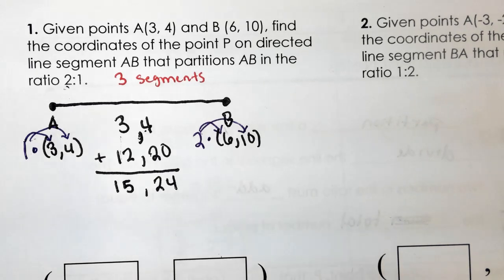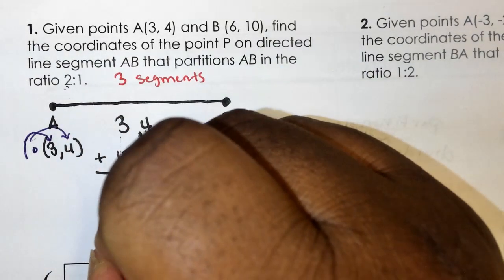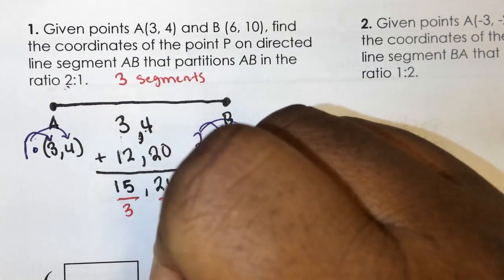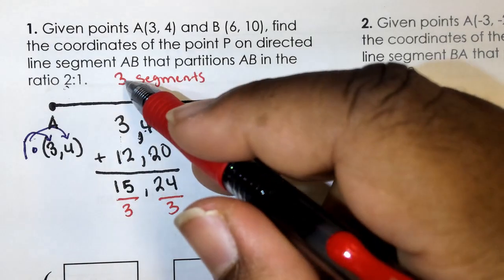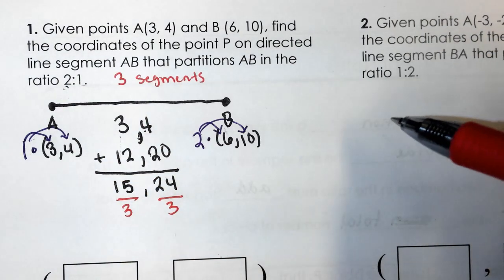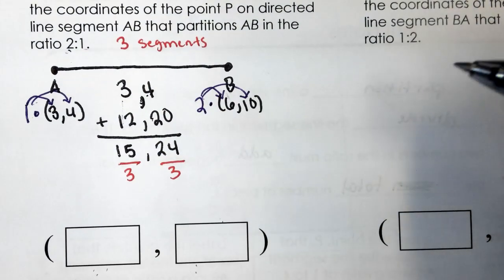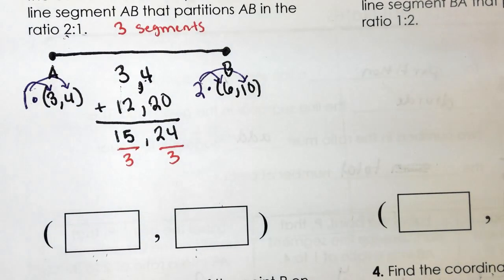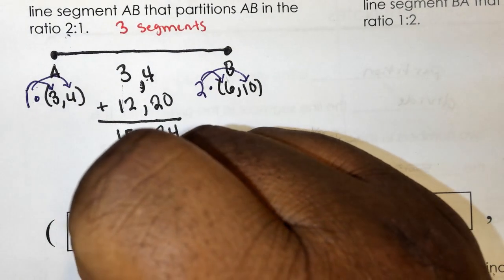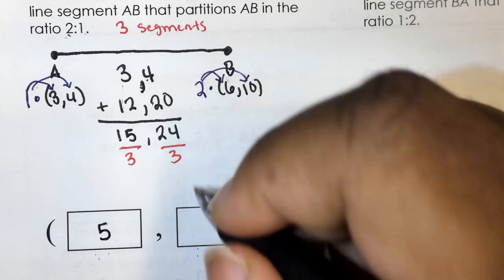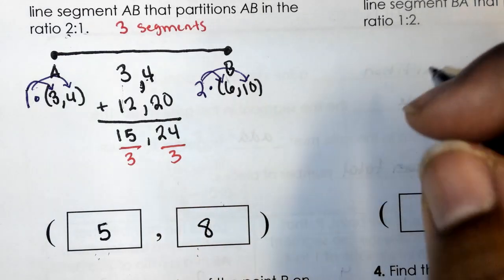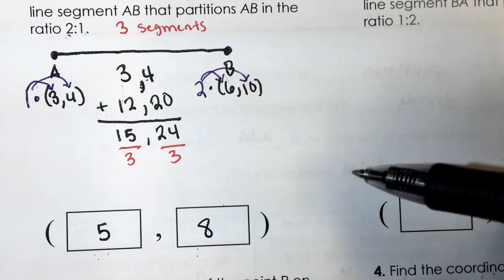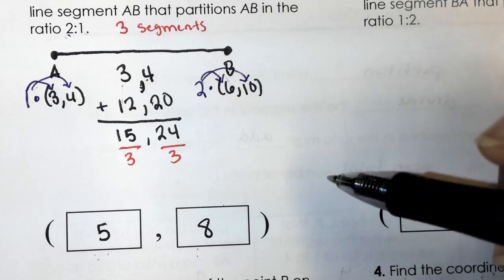And then the last thing I need to do is divide by the total number of segments. Divide by 3. That 3 is coming from the total number of segments that we counted at the very beginning. Doing this correctly is going to give me my partition point. 15 divided by 3 is going to be 5. 24 divided by 3 is 8. My partition point on this line to partition it into a 2 to 1 split will be at 5, 8.